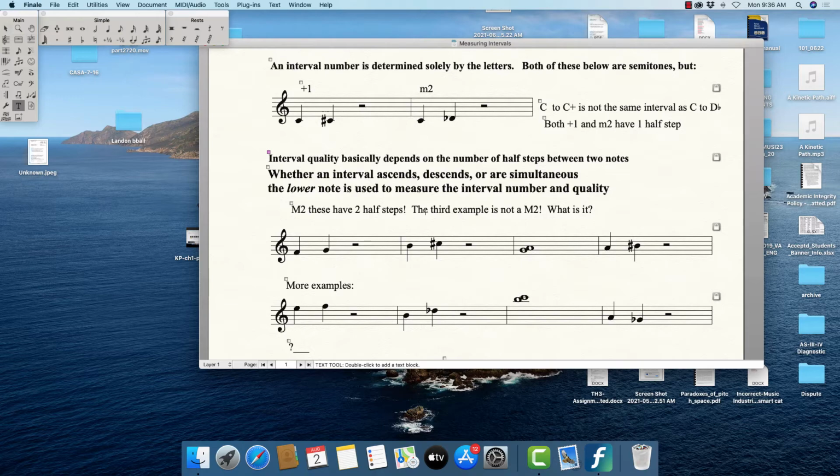Here's another thing that's important to understand. Whether an interval ascends, goes up, descends, goes down, or whether the intervals are simultaneous, okay, like this one here, the lower note is used to measure the interval number and quality. Okay, so let's listen to these examples here, the first four.